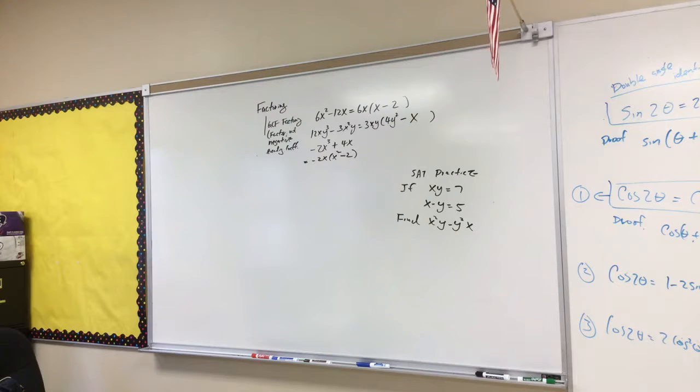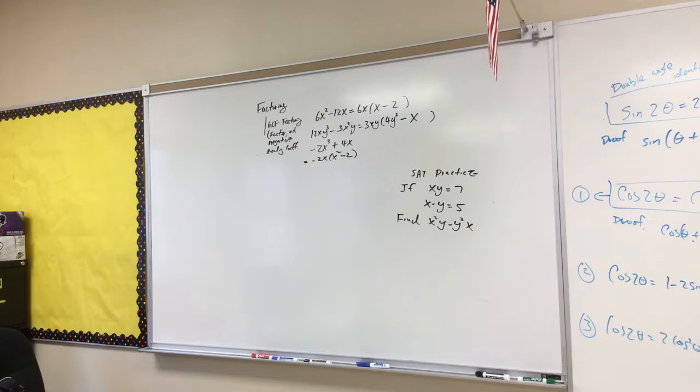So how many of you guys figured it out? You're almost there, bro. You're writing your name, 200. You probably spelled your name wrong, bro. Okay? So xy equal to 7, x minus y equal to 5. What is x squared y minus y squared x? Nobody?